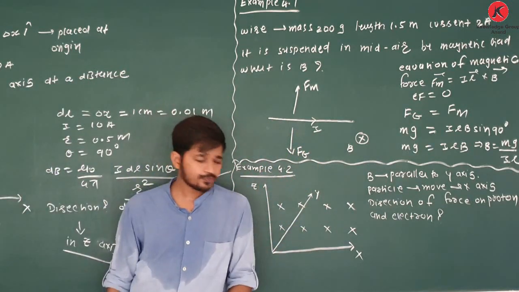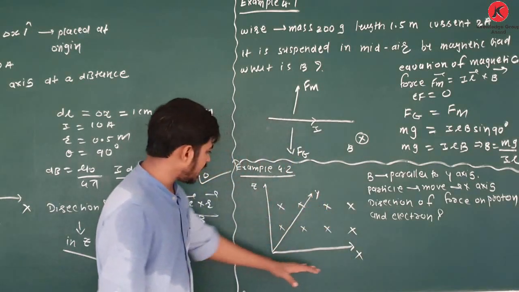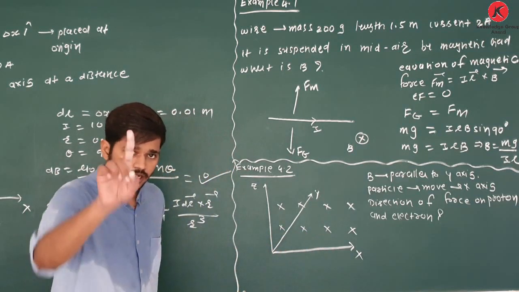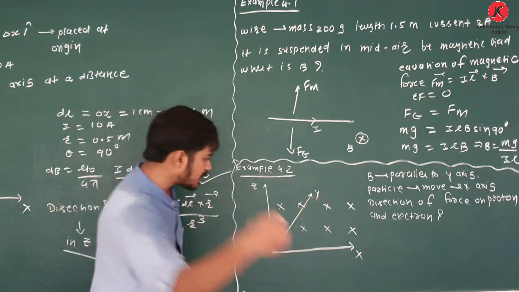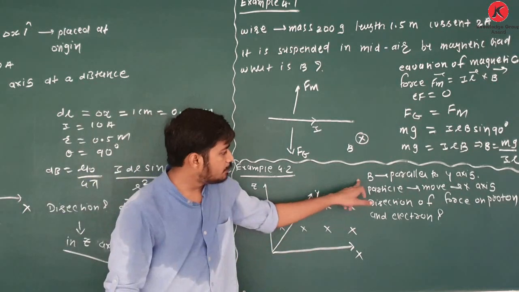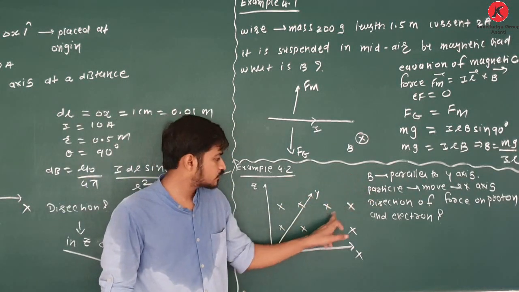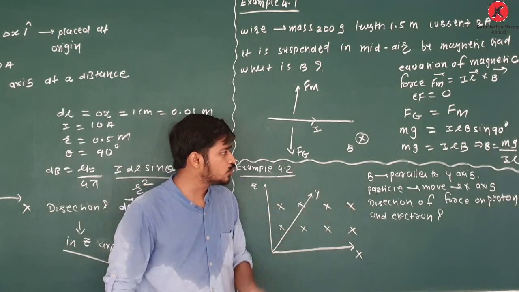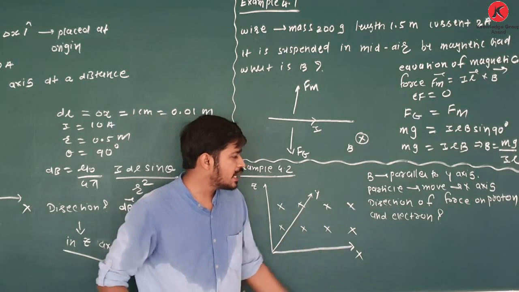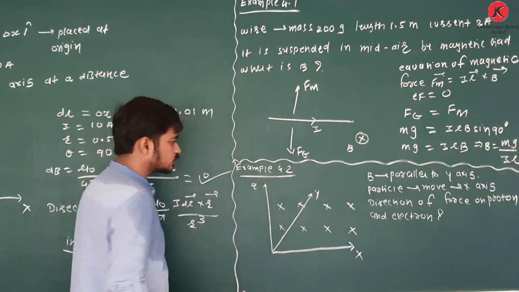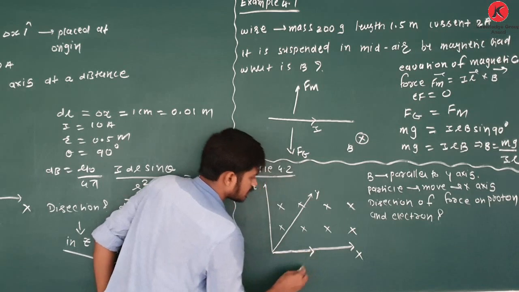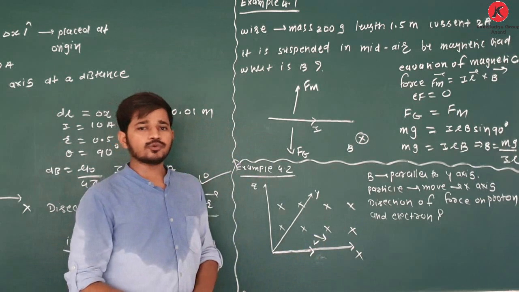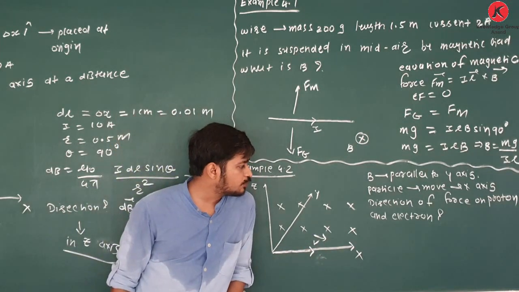Example 4.2. X, Y and Z. See, the Y-axis is perpendicular inside. The magnetic field is parallel to the Y-axis, that's why I have denoted it by a cross. Yes or no? The magnetic field is parallel to the Y-axis, which means it is perpendicular inside. The particle is moving along the x-axis, which means velocity is along the x-axis. Your question is, what is the direction of force on proton and electron?